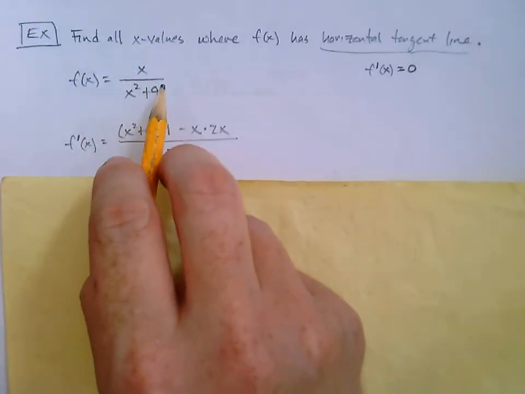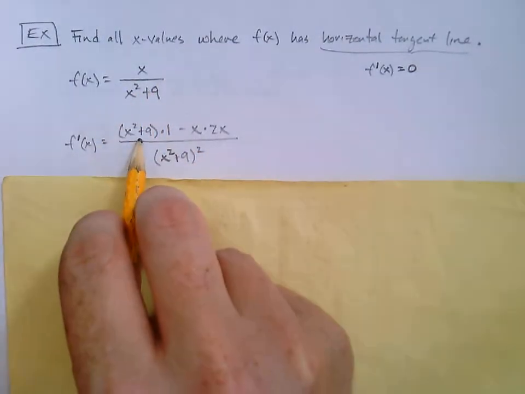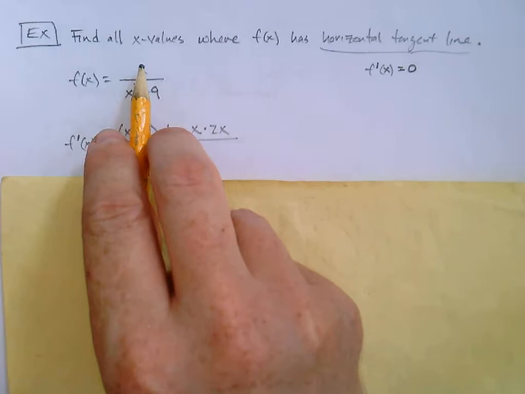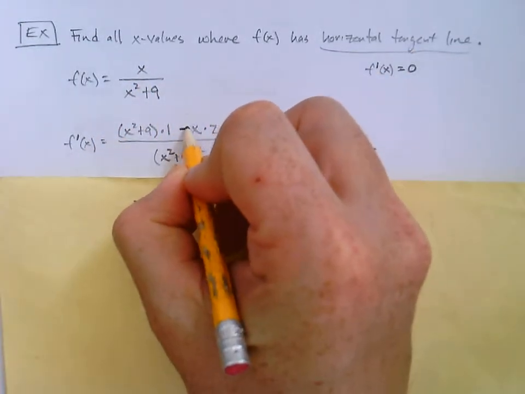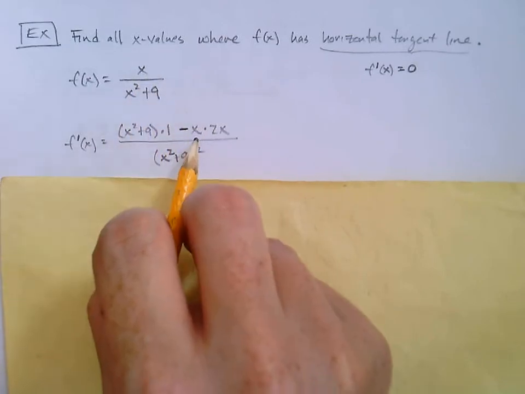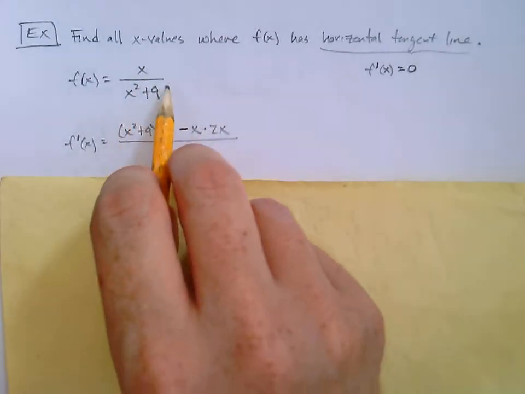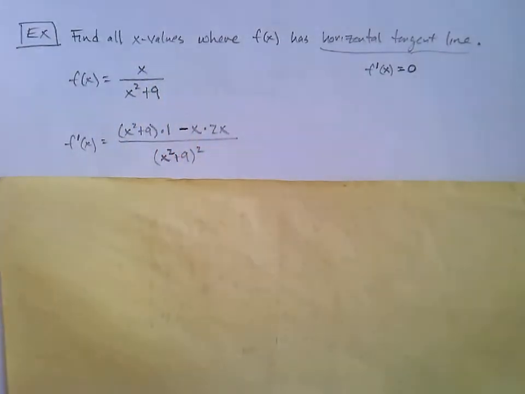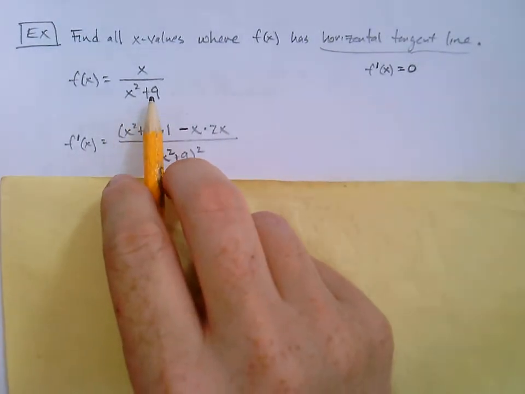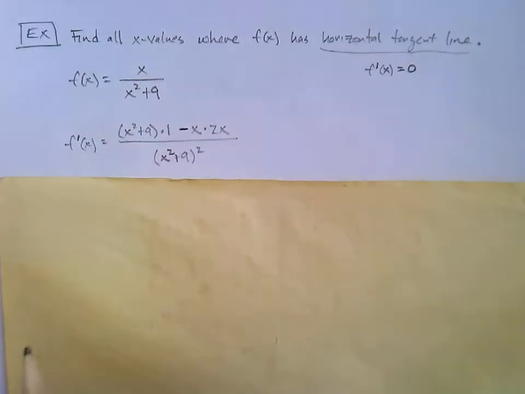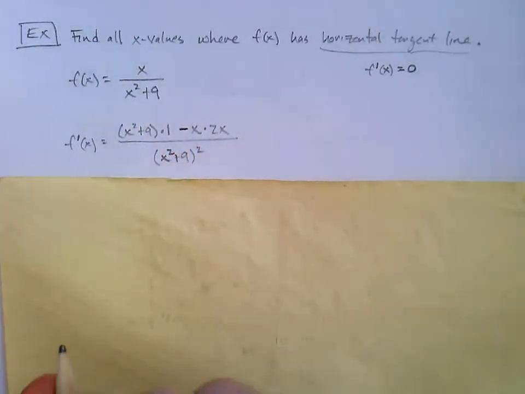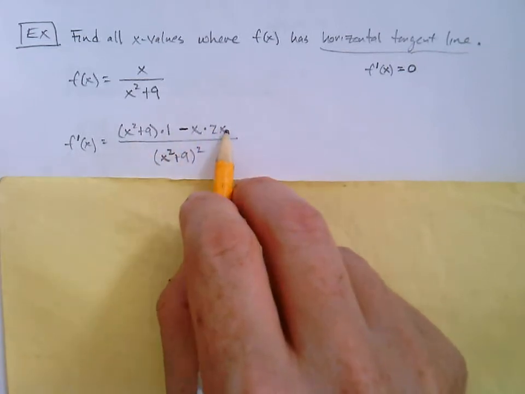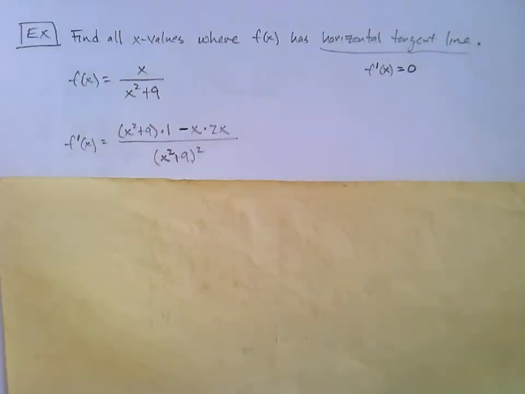Following the quotient rule, we'll do the low, x squared plus 9, times d high, 1, minus high, just x, times derivative low, excuse me, derivative of x squared plus 9, 2x. And that all gets divided by the original denominator squared. Low d high minus high d low, all over low squared, and away we go.